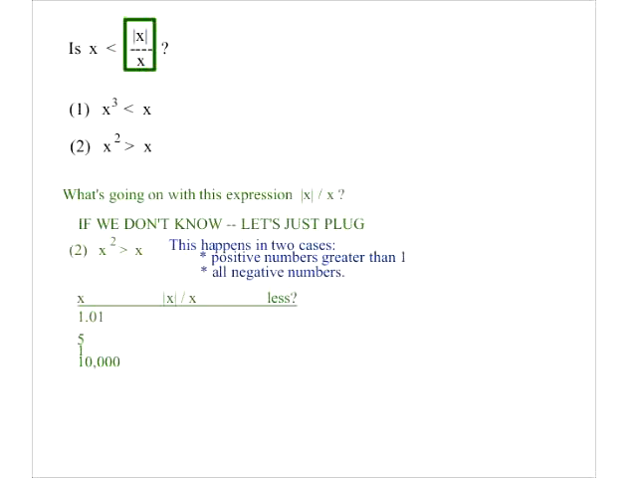Okay. And then we need to try negatives. So let's try negative 0.5. Let's try negative 1. Let's try negative 10. If you remember what happened last time, then we know what all of these are going to be. All these absolute x over x's are going to be 1, and then these are all going to be negative 1.